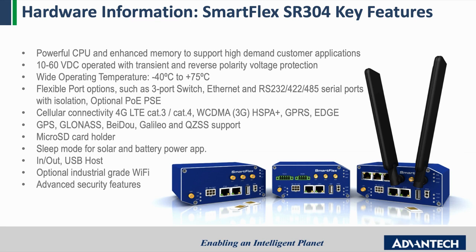The key points of the cellular router: it has a powerful CPU, it gives 10 to 60 volts DC in operation, it has a wide operating temperature, and as I've already mentioned, we have the extension card that comes in the package of 3 Ethernet ports. But this particular model can also have expansion cards that give you serial interfaces like RS-232, 422 and 485, or you can decide not to have any extension cards in your model. There is a micro SD card in all of these cellular routers also.